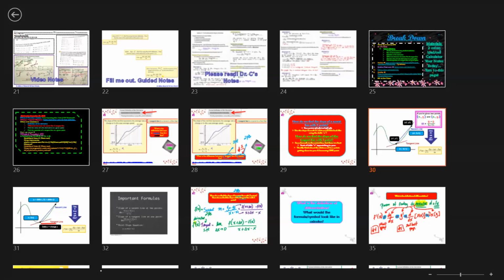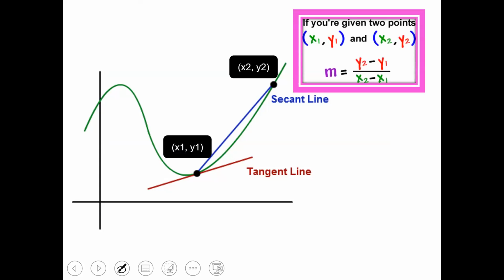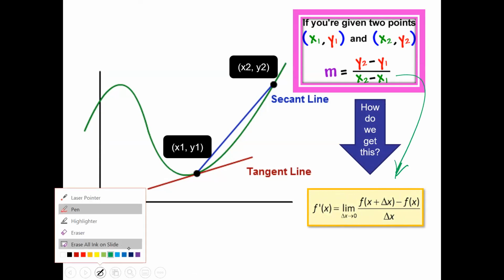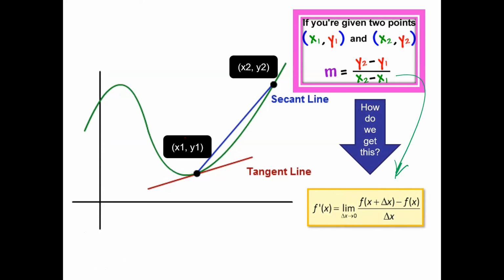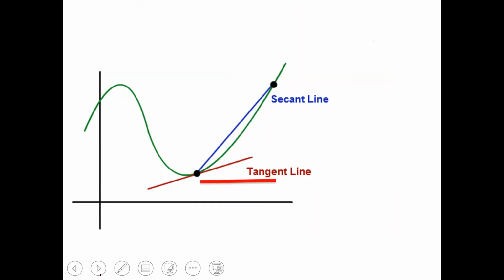So once again, looking at this part here, 2 points, x1, y1, x2, y2. This is your slope formula. How do we get from here to here? Well, I just did explain that to you, but one more time, this is your x2, f of x2, x1, f of x1.